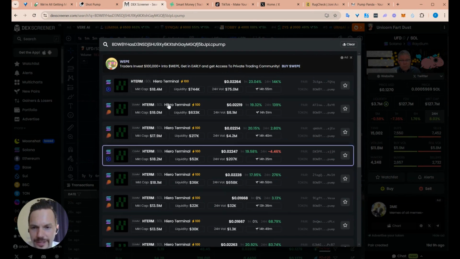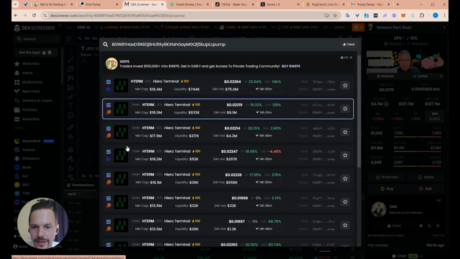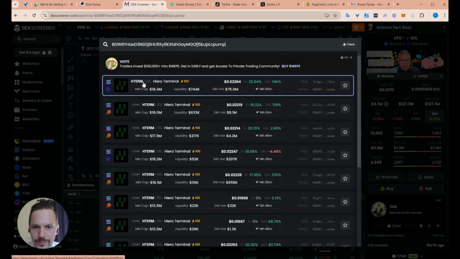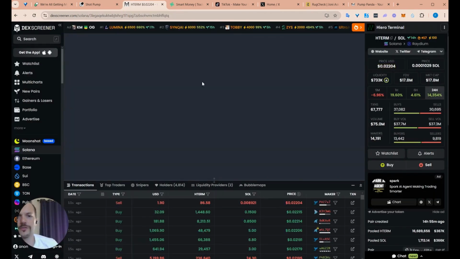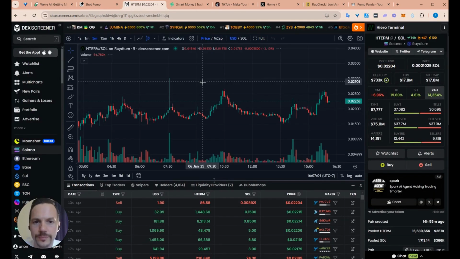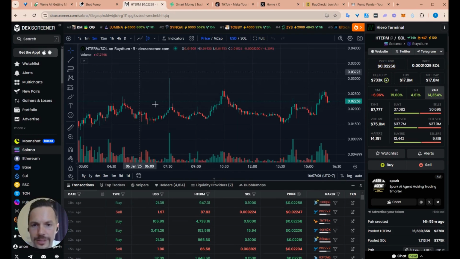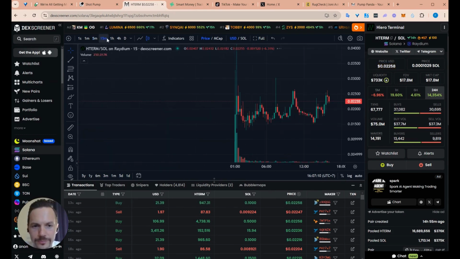Again, exactly the same thing I explained earlier. I find the coin here several times. We want to make sure to have the top one with the Raydium symbol and the highest liquidity. So we'll take that one. Let's open it. You see here the chart.